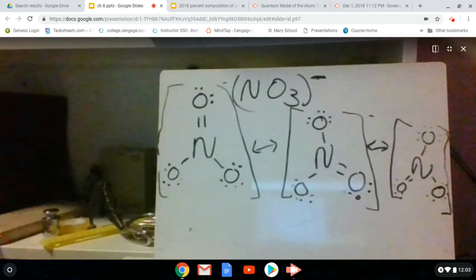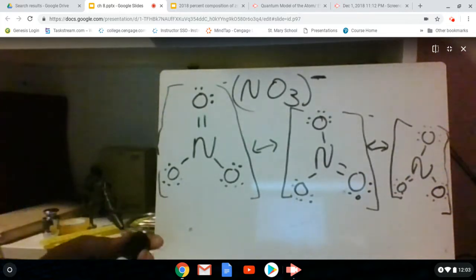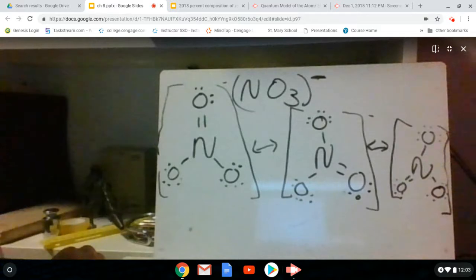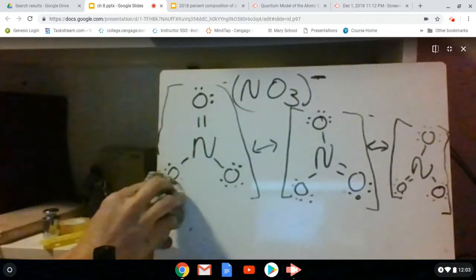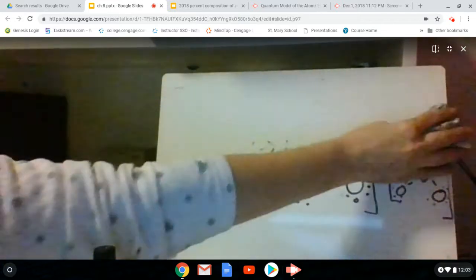Which brings up the question of, how do we know which one is the preferred structure? If we want, we can use something known as formal charge. And so formal charge is a formula. And you want to have the one that has the Lewis formula that doesn't have charges on adjacent atoms. So how do we calculate formal charge?